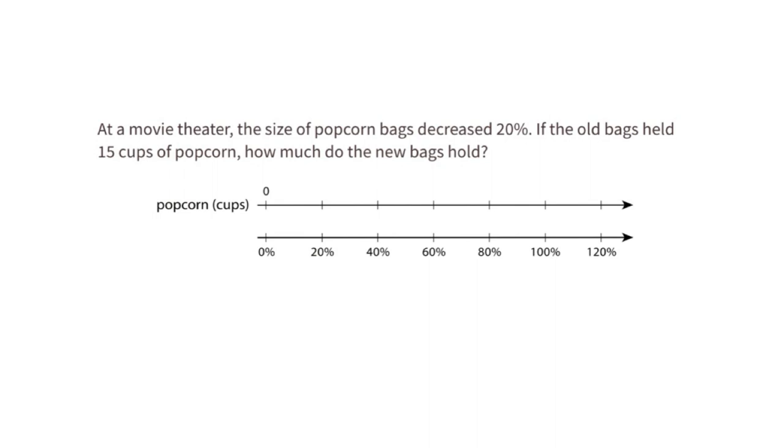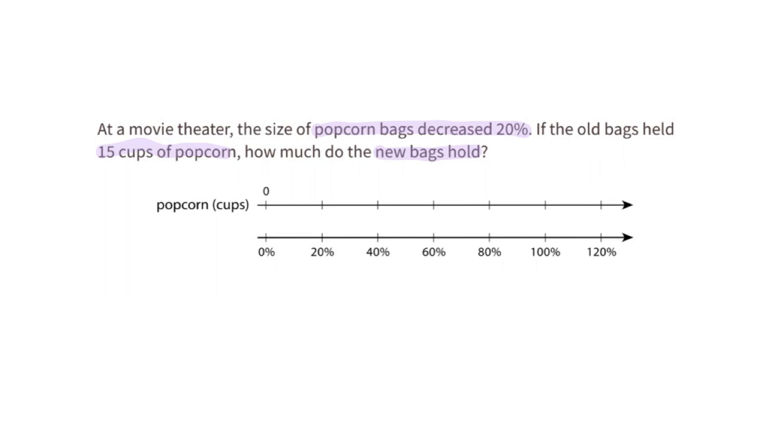This next one says, at a movie theater, the size of the popcorn bags decreased by 20%. If the old bags, old means original, held 15 cups of popcorn, how much do the new bags hold? So, let's go over what we know. We know we are decreasing the size by 20%, and the old bags held 15 cups of popcorn, and we're trying to find the size of the new bags.